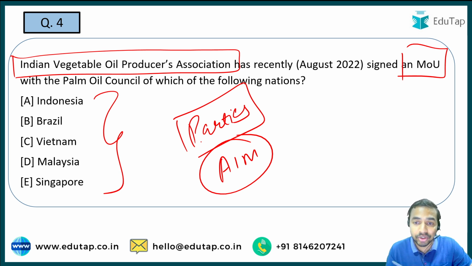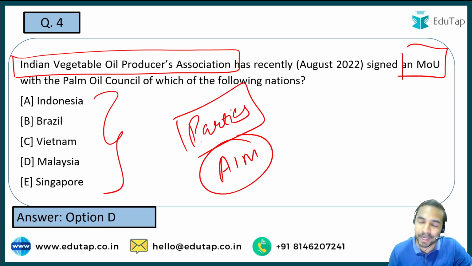This particular MOU has been signed with the Palm Oil Council of one of the countries by the Indian Vegetable Oil Producers Association, for the promotion of palm oil. So you are required to tell me which country's Palm Oil Council this is. That is what you are required to tell me. And here the right answer is Malaysia.